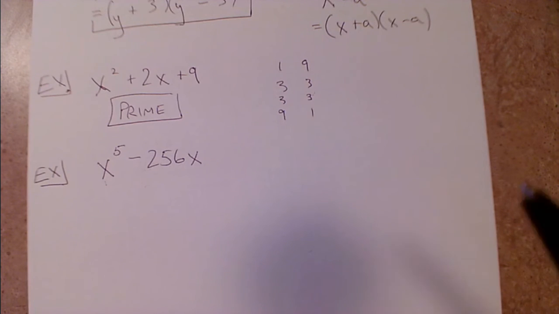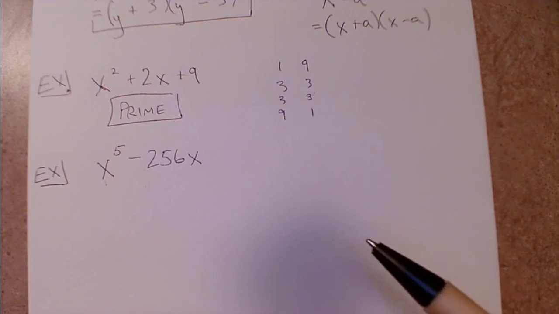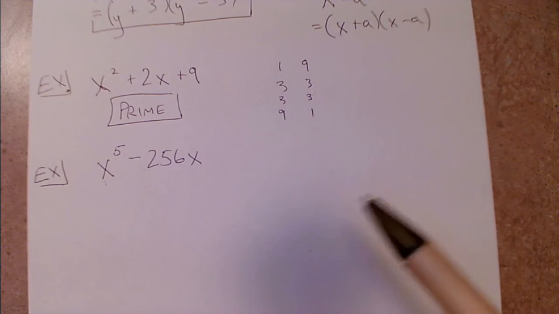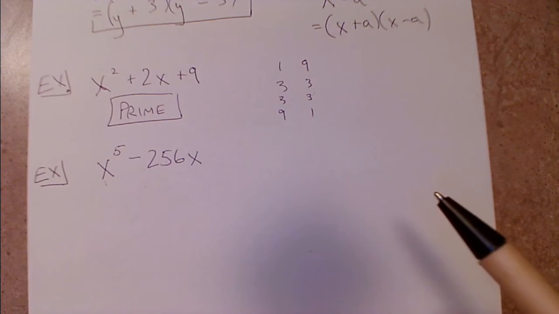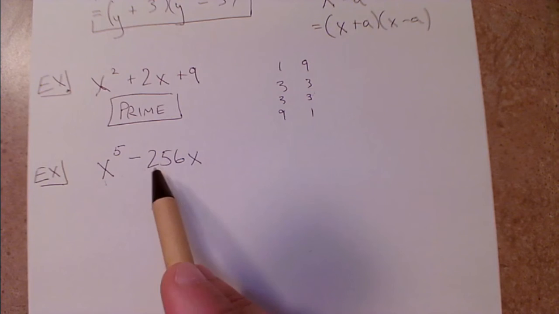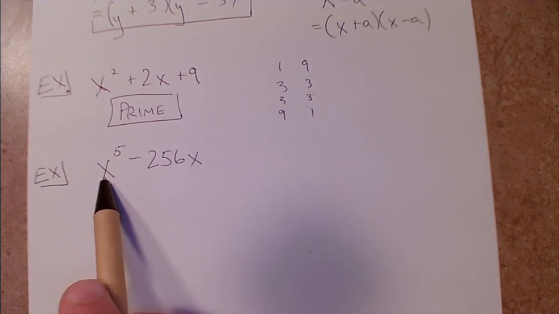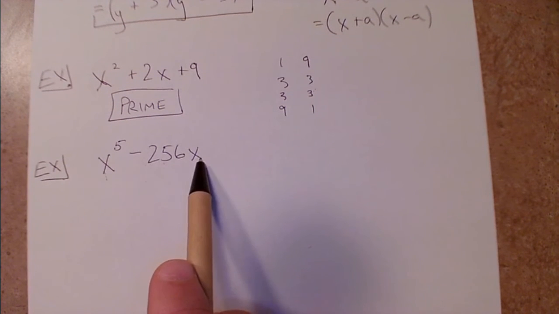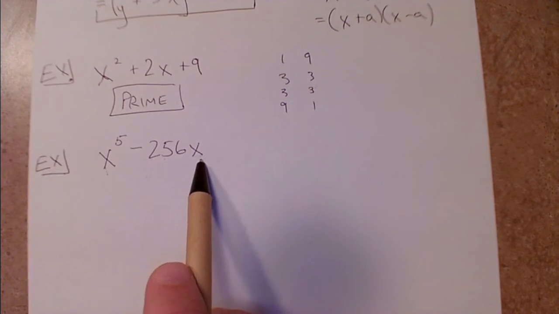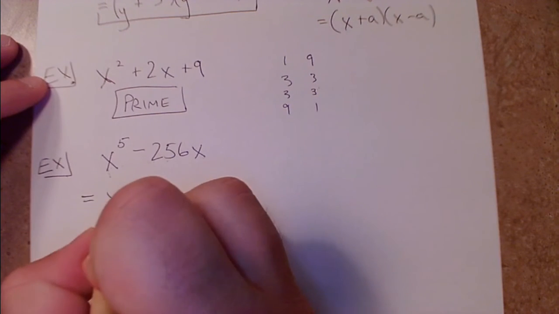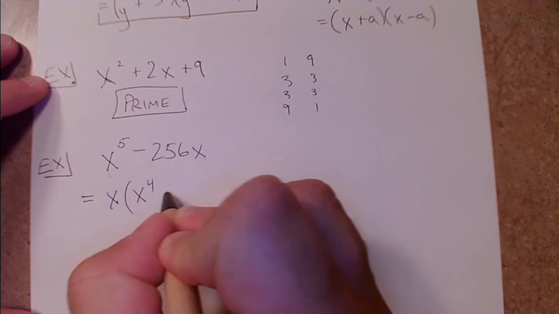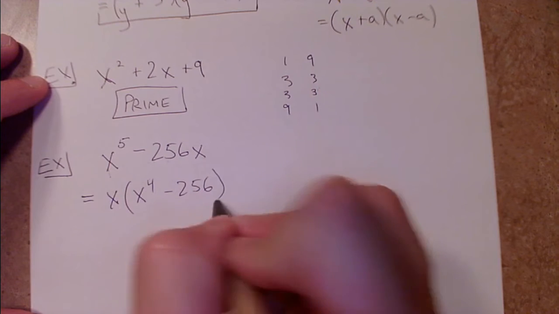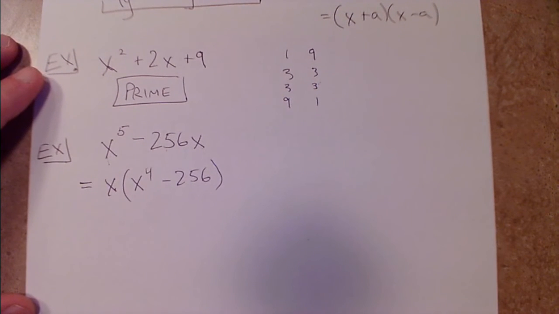So for every single problem that we've done so far in this video, there's nothing that I could pull out of everything. There's no common factor, right? In this problem there is, because if I look at x to the 5th, which is x multiplied 5 times together, and I look at the number 256 times x, there's actually a common factor of x. And so one of the first things you want to do is look for something like that, a common factor.